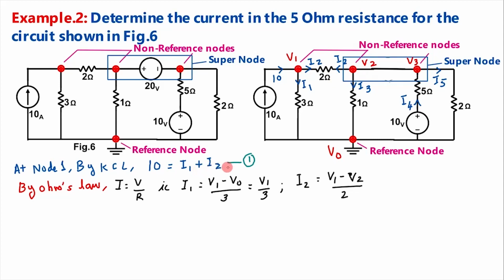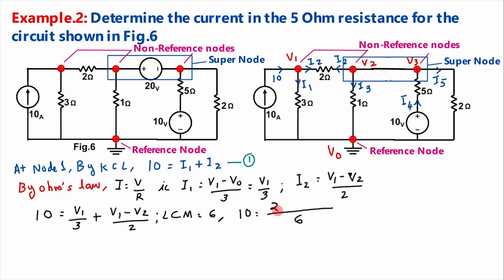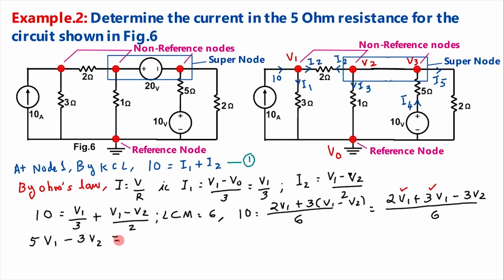Therefore, equation number 1 can be written as 10 is equal to I1, that is V1 by 3, plus I2, which is V1 minus V2 by 2. LCM is equal to 6. Therefore, 10 is equal to 2V1 plus 3 into V1 minus V2, that is 2V1 plus 3V1 minus 3V2 divided by 6. This can be rewritten as 5V1 minus 3V2 is equal to, when this 6 is brought here, it becomes 60. Let this be equation number 2.